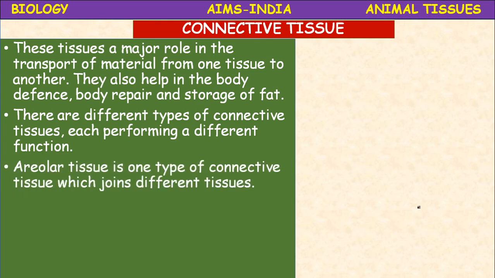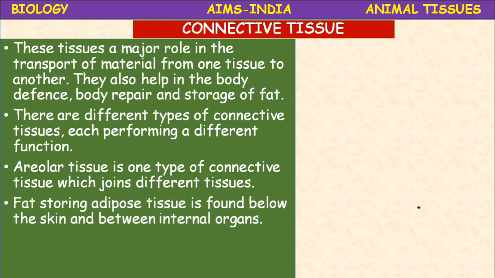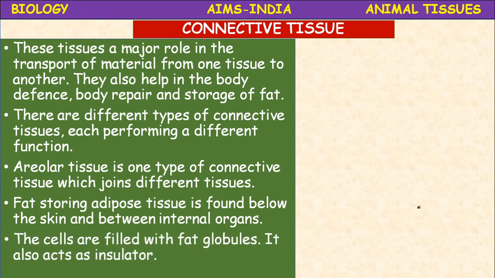So areolar tissue is one type of connective tissue, loose connective tissue, which joins different tissues. Fat storing adipose tissue is also a loose connective tissue found below the skin and between the internal organs. The cells of the adipose tissue are filled with fat globules, and it also acts as an insulator, which prevents the heat loss from the body.